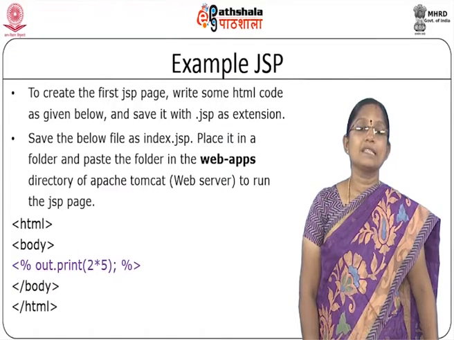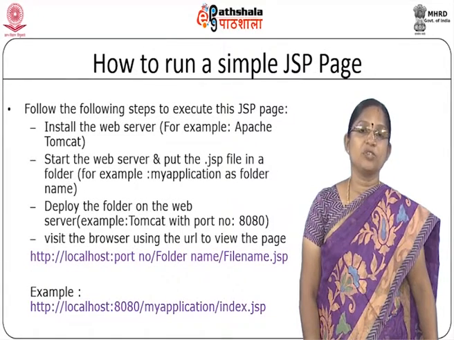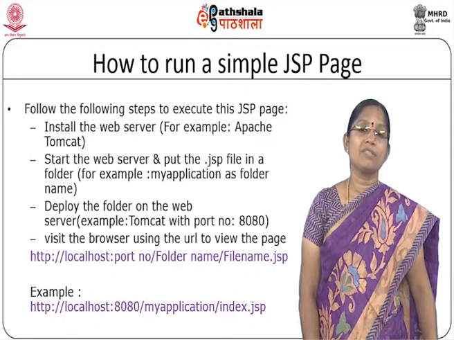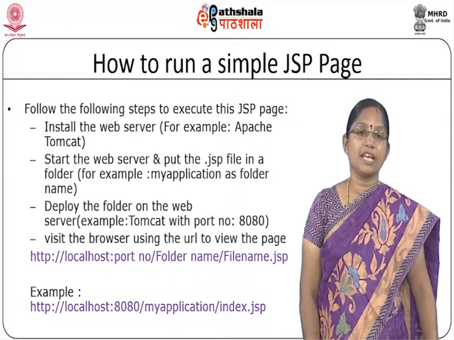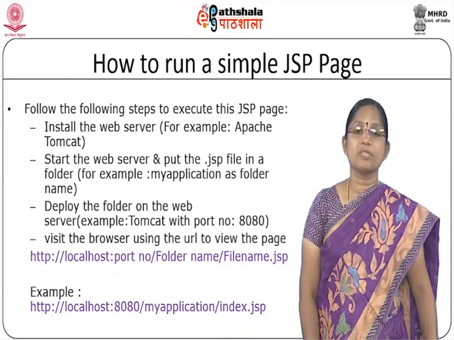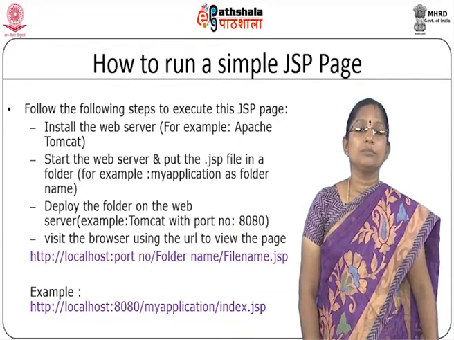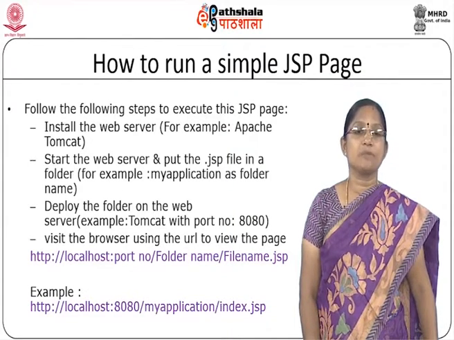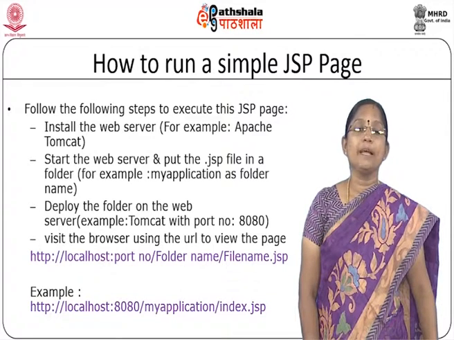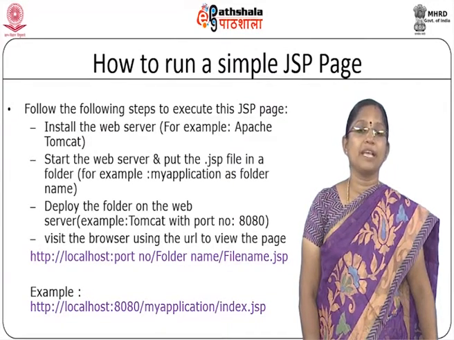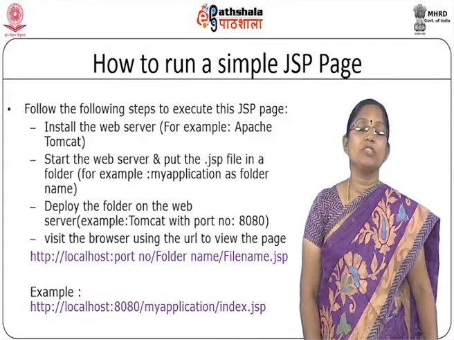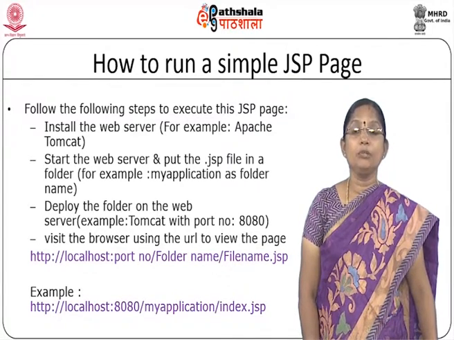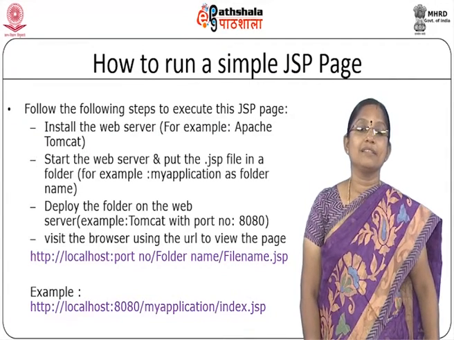Okay. Now let us see the steps of running a simple JSP page. The first step says to install the web server. Let us take Apache Tomcat as an example. Then start the services of the web server. After that, create a new folder called my application folder. Inside it, place the JSP file we want to test, called index.jsp. Then deploy this my application folder on the Tomcat web server. For Tomcat, we assume that we are going to use port number 8080 to get the services.